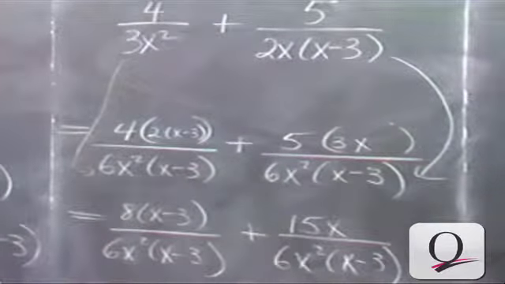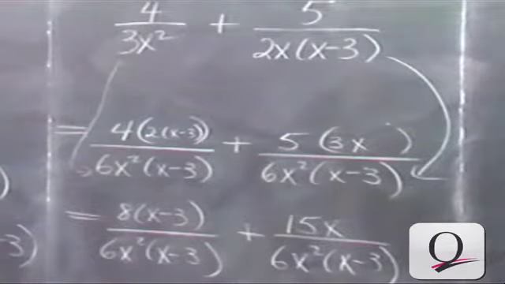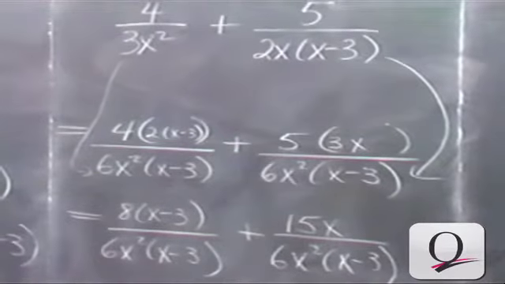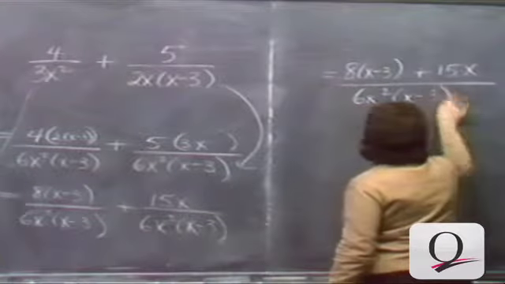Okay, let's see what we have. Just rewrite it. We have 8 times x minus 3, now plus 15x, all over the common denominator, 6x squared times x minus 3.